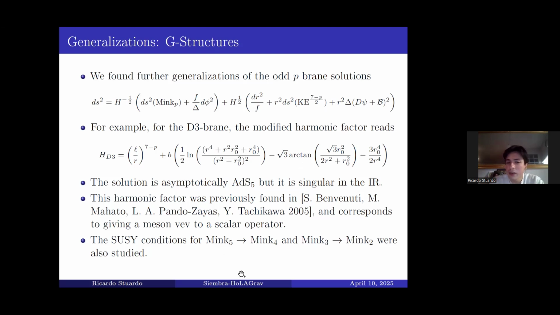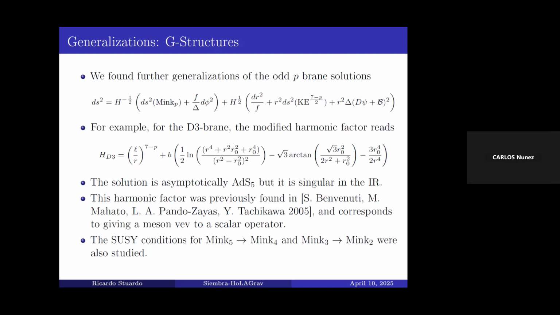And we found some other conditions from compactifications from Minkowski 5 to Minkowski 4 and Minkowski 3 to Minkowski 2, which were precisely the cases that I told you were a bit harder to do. So this is the last slide. If I went a bit too fast on this, I apologize, but this is the time for questions. If not, I will move to the conclusion.